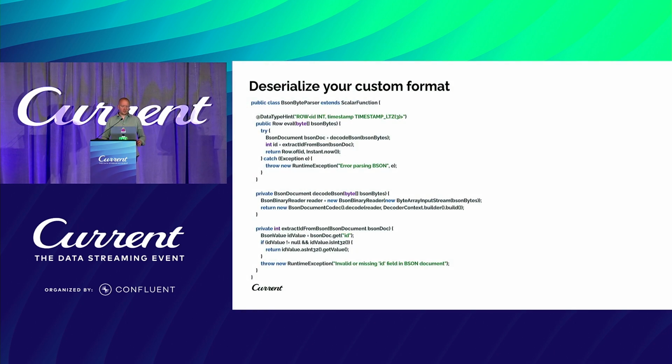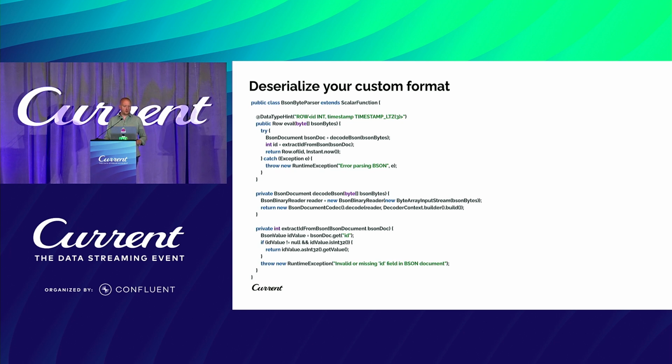An example of a UDF is the one that I have on screen. This is an example scalar function UDF. This demonstrates the processing of BSON, or binary JSON. It takes a byte array input of BSON data and uses the library to decode it into a BSON document. We then extract an ID from the structure, and it returns a Flink row object with the extracted ID and timestamp, therefore converting the external data into a Flink-compatible format.